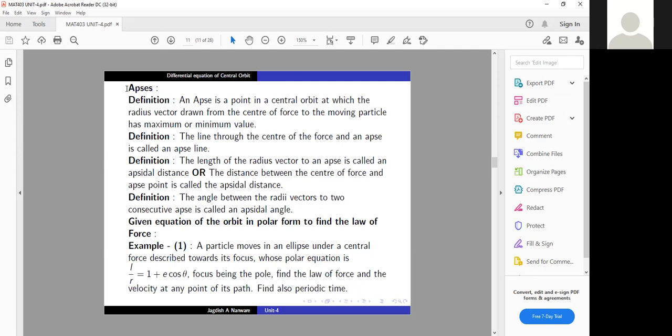So what is the definition of apses? An apse is a point in a central orbit at which the radius vector drawn from the center of force to the moving particle has maximum or minimum value. So let us try to understand this.